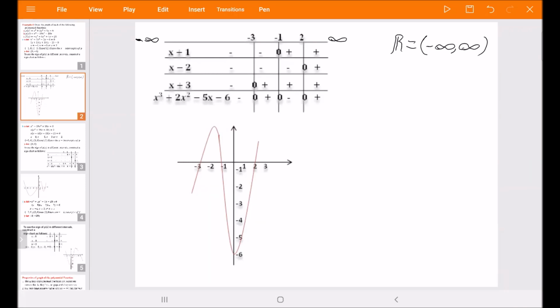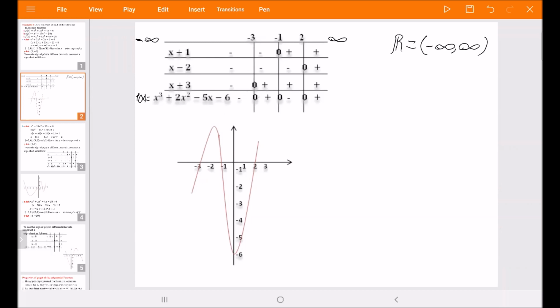Now, what is the sign of p of x? Remember, p of x is equal to x cubed plus 2x squared minus 5x minus 6, which is equal to the product of x plus 1, x minus 2, x plus 3. Now take the product of the signs of these three factors. Negative times negative is positive, positive times negative is negative. Therefore, the graph of p of x stays below the x-axis for values less than minus 3.